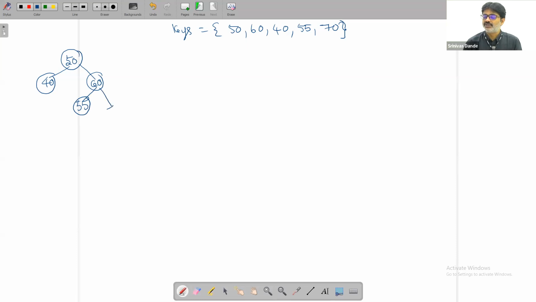Right of this is 70. Tell me, up to this, is the tree balanced or not, guys? Up to this the tree is balanced, I think, right? See? Up to this the tree is balanced.